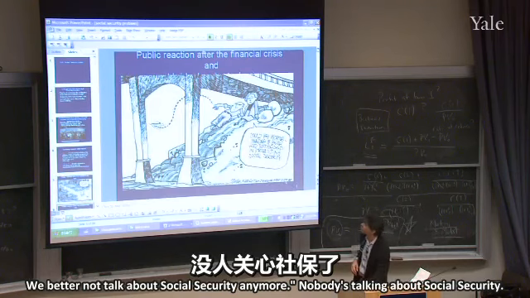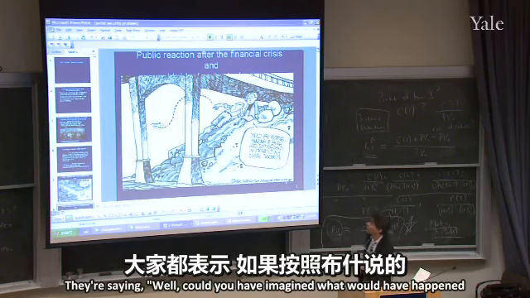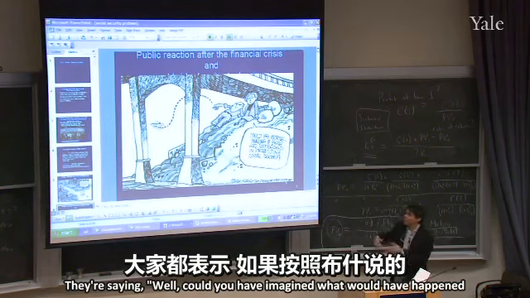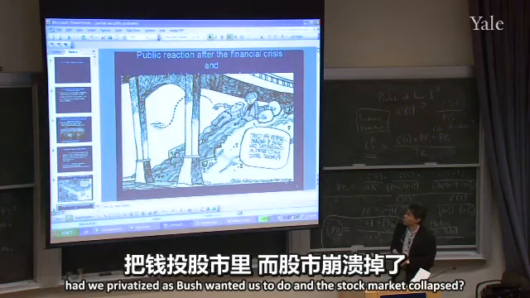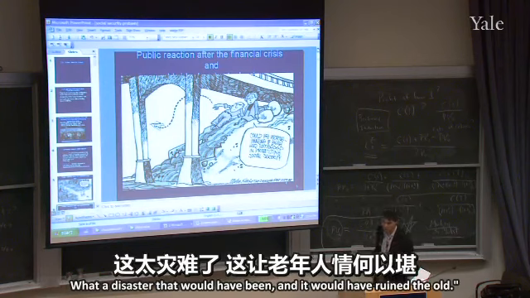Nobody's talking about Social Security. They're saying, could you imagine what would have happened had we privatized, as Bush wanted us to do, and the stock market collapsed? Everybody would have lost all their money. What a disaster that would have been. It would have ruined the old.